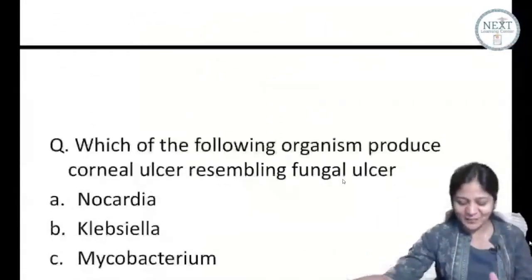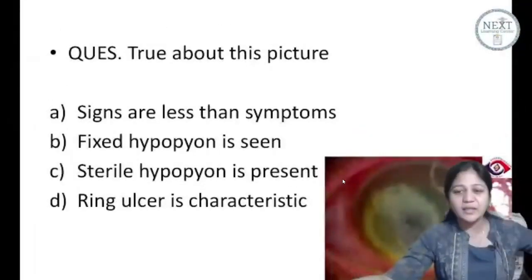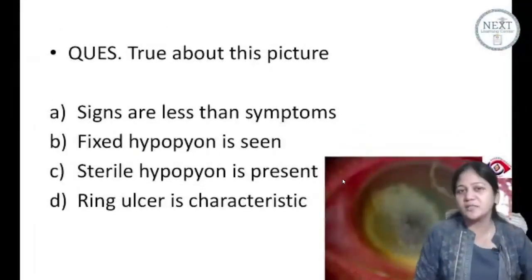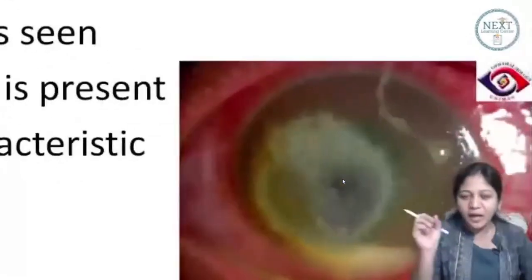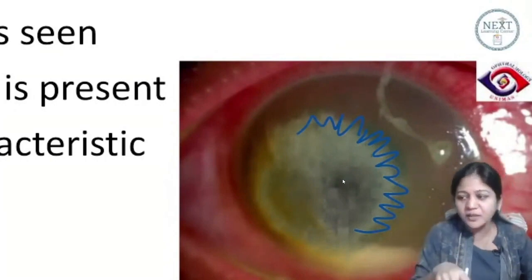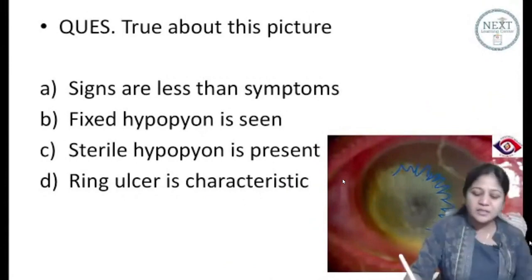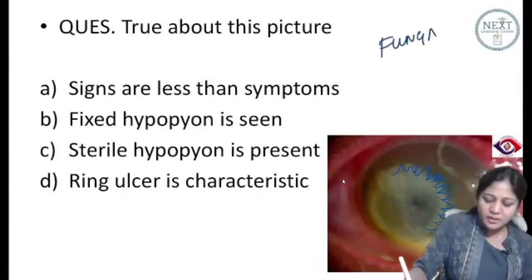Okay, fine. Let's read this question. It's a very nice question. Try to identify first of all this ulcer. What do you think this ulcer is? How does this ulcer look to you? It's a fungal ulcer, isn't it? This is typical feathery margins. Do you see? Typical feathery margins. Very good. Now tell me the answer, thinking that this is a case of fungal ulcer. What should be the answer?